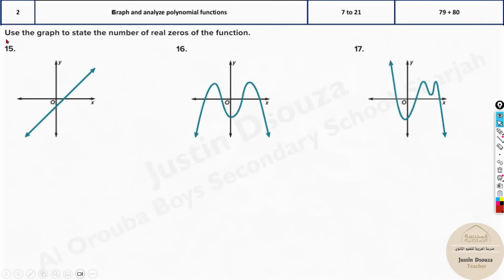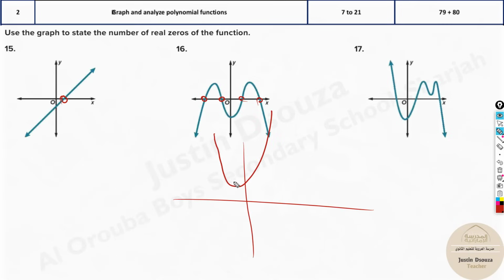And the last type of problems here: use the graph, state the number of real zeros of the function. What are real zeros? Real zeros means the graph touches the x-axis. See, this is zeros. Now over here, you know parabola, right? You have an equation of parabola like this, imagine. This has roots, but they are imaginary because it doesn't touch the x-axis. It will be imaginary roots. It will be plus or minus something like this. So this is not touching the x-axis, but if it touches the x-axis, these are the roots. These are not imaginary roots, they are real roots.